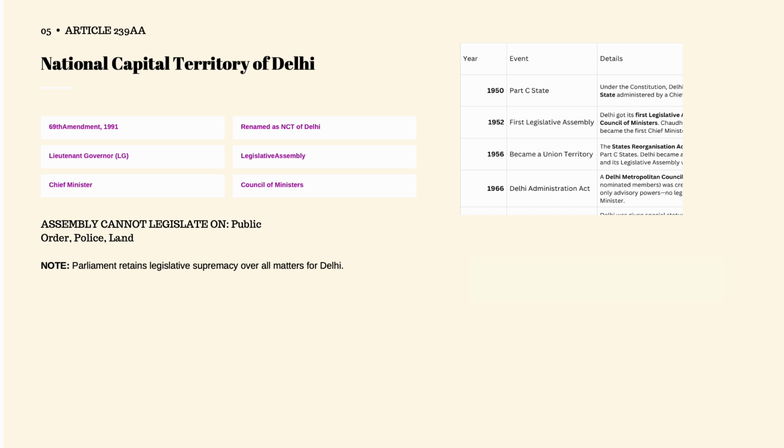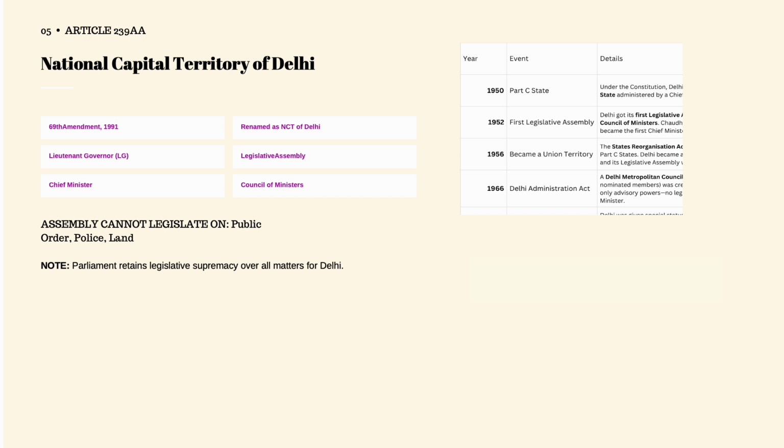So this is a brief history about Delhi. In 1950, it was a Part C state, Part A, Part B, Part C, and Part D, right? Part C state, and then in 1952, it got its first legislative assembly, and in 1956, it became a union territory under the State Reorganization Act, which we studied, okay? Under the State Reorganization Act, Delhi became a union territory, and it got its own legislative assembly.